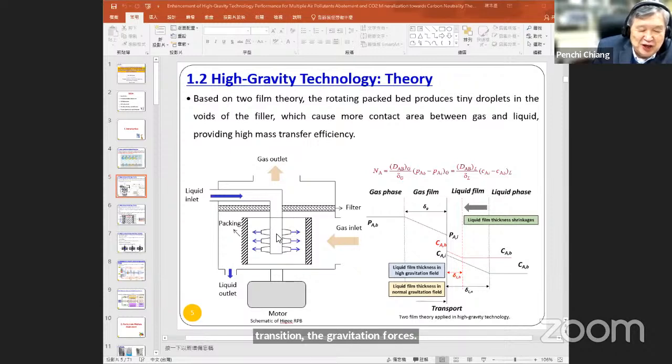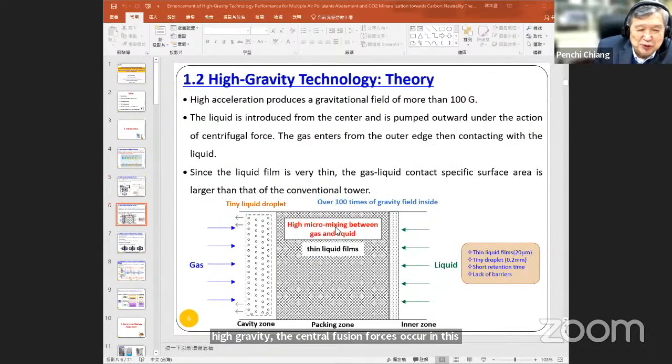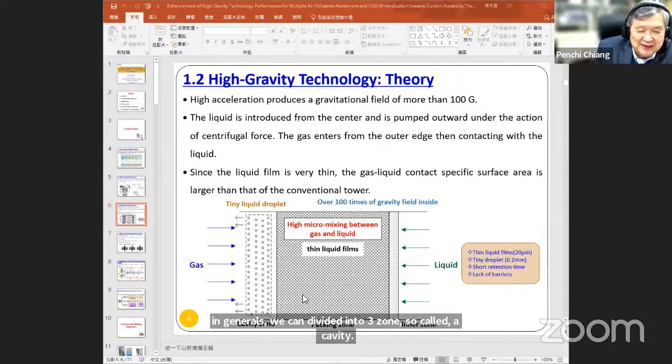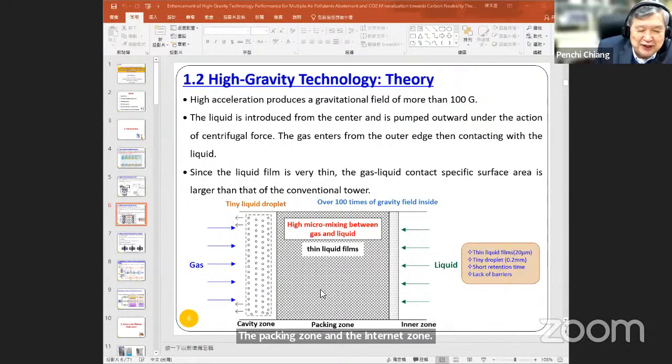Because of the high gravity, the centrifugal forces occur in these reactors. So it demonstrates a lot of the phenomena shown in here. As you can see in the reactors, in general, we can divide it into 3 zones, the so-called cavity zone, the packing zone, and the inlet zone. In the small spaces, they cover a lot of natural phenomena.